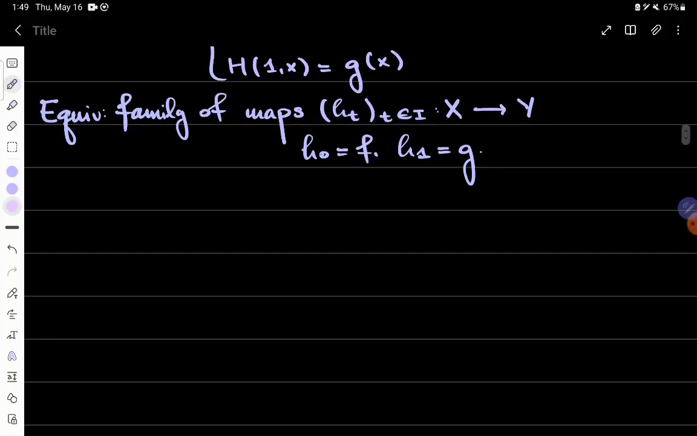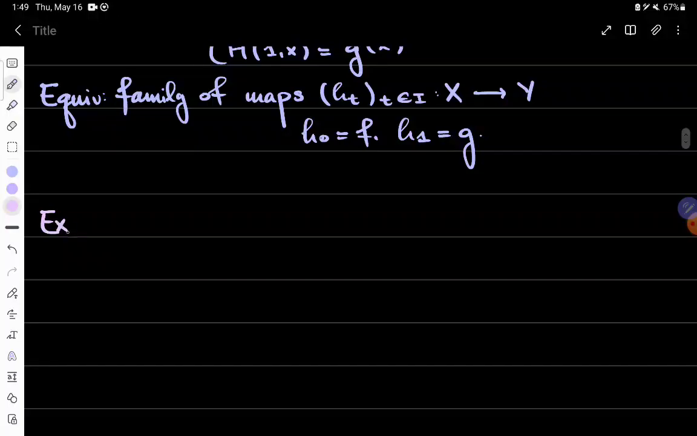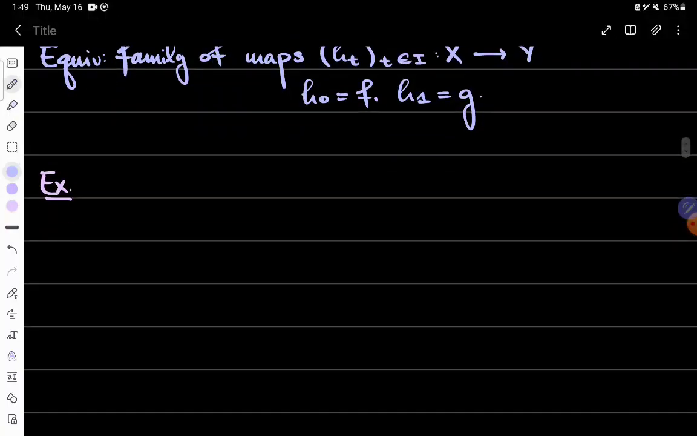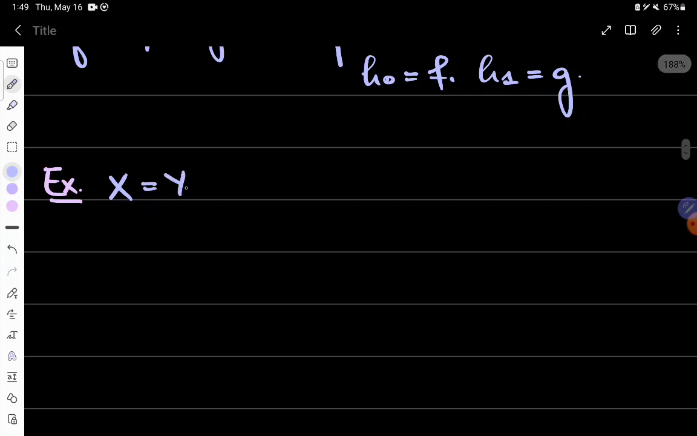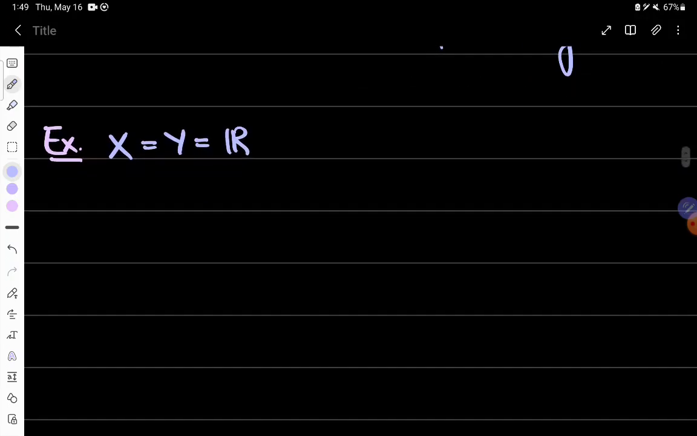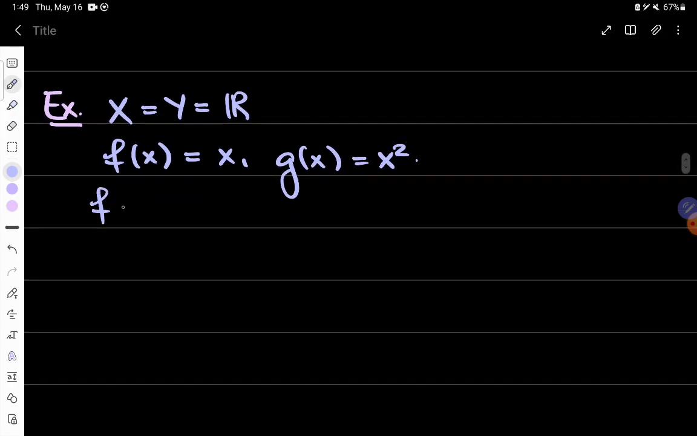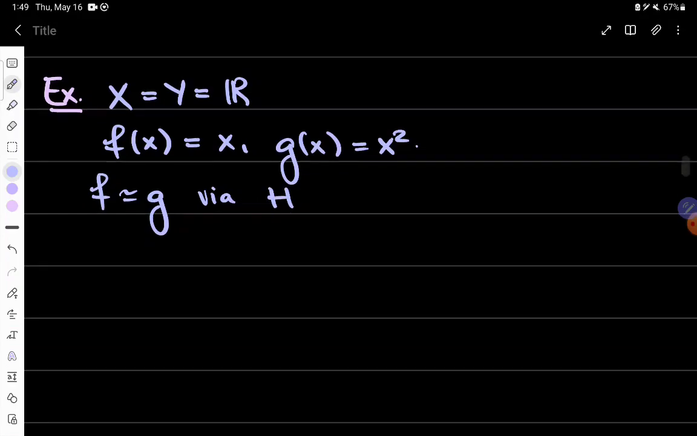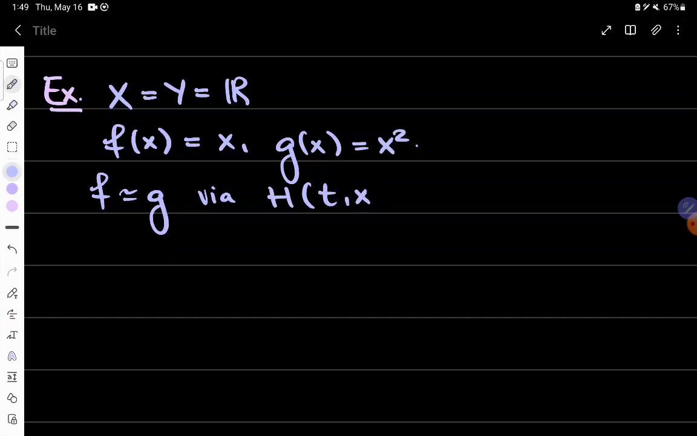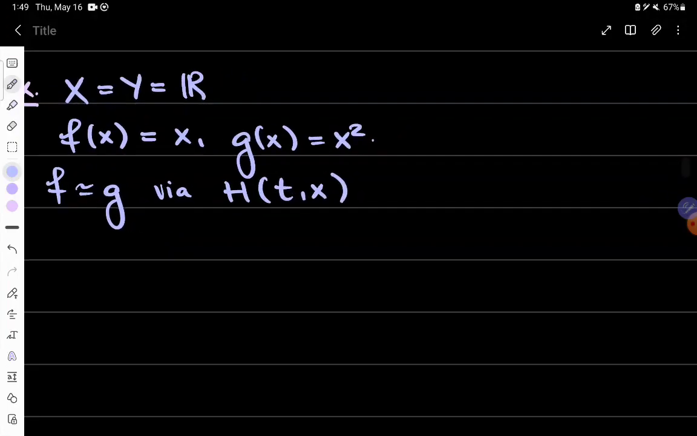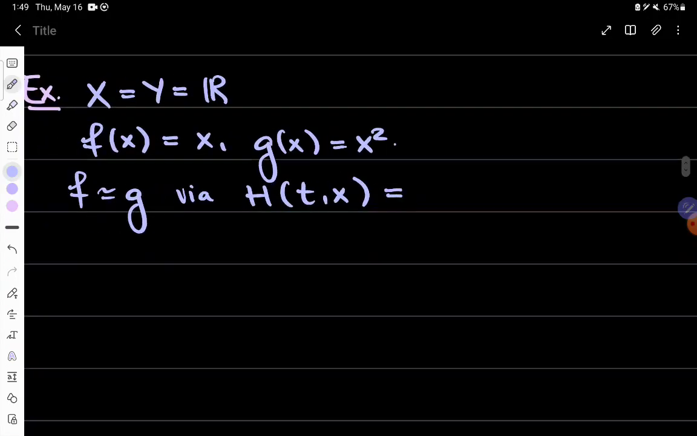All right, let me give an example. This is a fairly standard and easy example. Let me take X equals Y, which is just the real line. And suppose I have the identity map and the map x squared. Right? These are both continuous maps. Then I claim that f and g are homotopic via this map h_t(x), which is this interpolation between them.